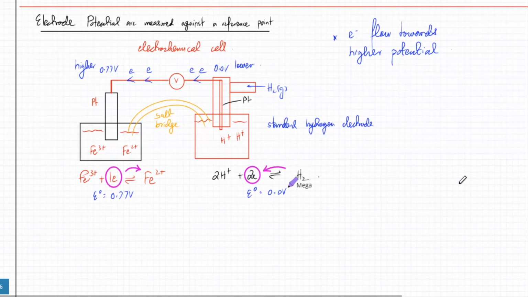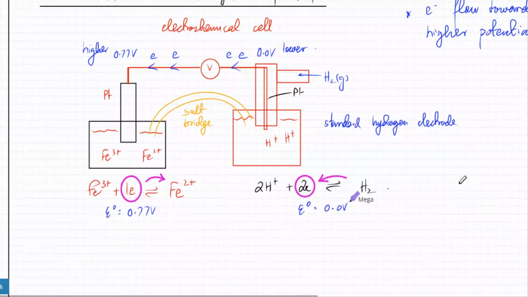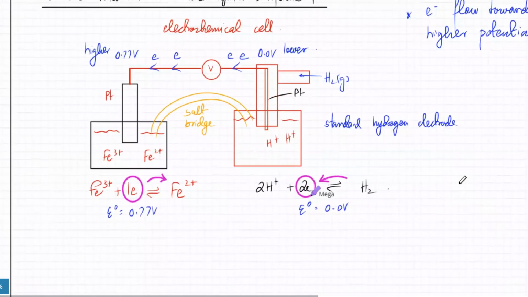So now the reaction is no longer a reversible reaction. This one is gaining electrons while this one is losing electrons. So this one gains electrons and the other one loses electrons.